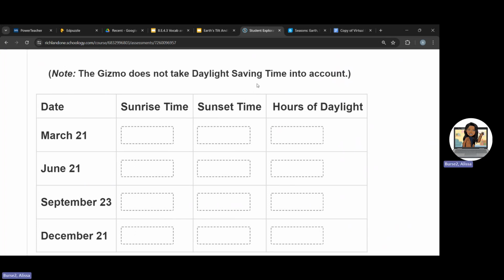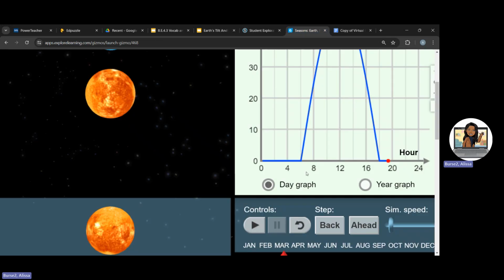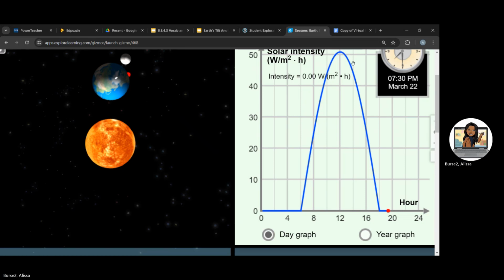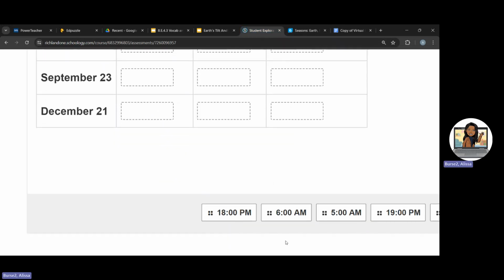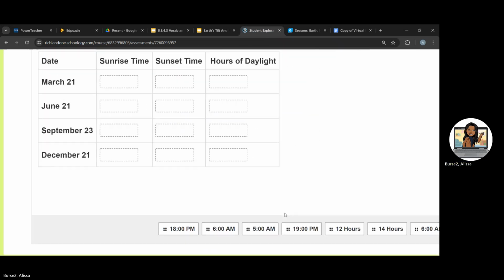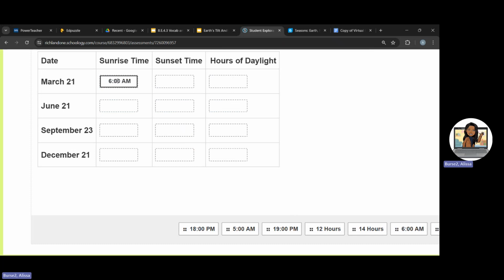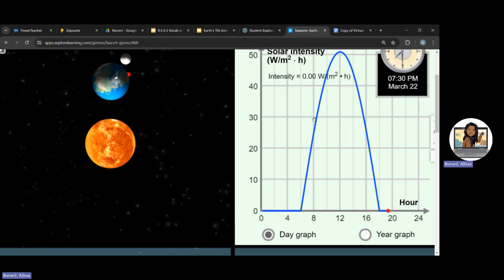If you follow the directions that I gave you on here, remember I said it went up at 6, came down at about 1800. So if you look on here, no, I'm not going to do them all, but you're going to drag and drop it. Went from 6 to 1800. 18 minus 6 is 12, so my 12 goes right there. So you're going to do that for June 21st, September 23rd, December 21st.